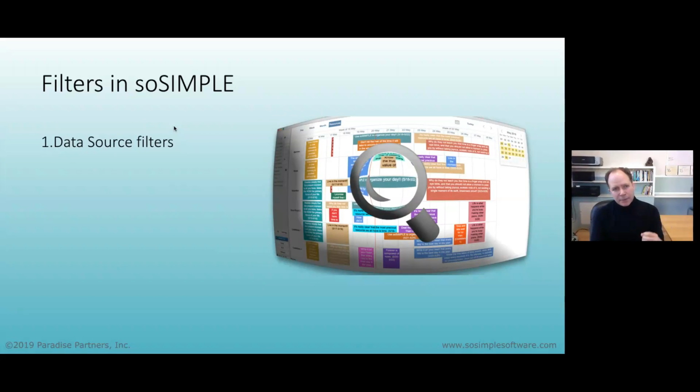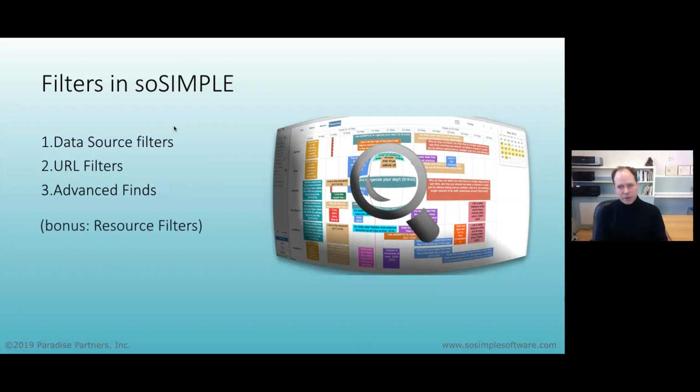So there are three different types of filters in soSIMPLE. There are data source filters, and those are ones that you set up within soSIMPLE calendar settings in the data source setup area. There are URL filters that you set up inside the web viewer itself. And then there's an advanced find, which incorporates a server-side script to perform the find for your events. We're going to talk about all three of these, and we'll even add in a bonus of resource filters. Resource filters means just which columns and rows you want to show in your calendar.